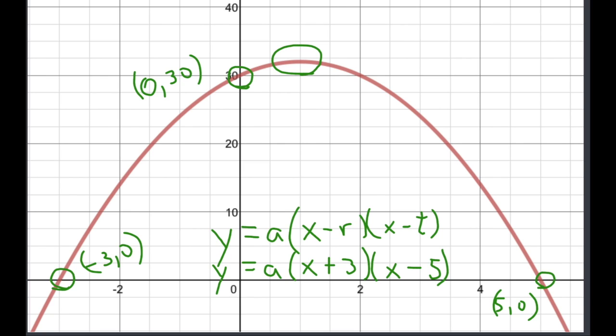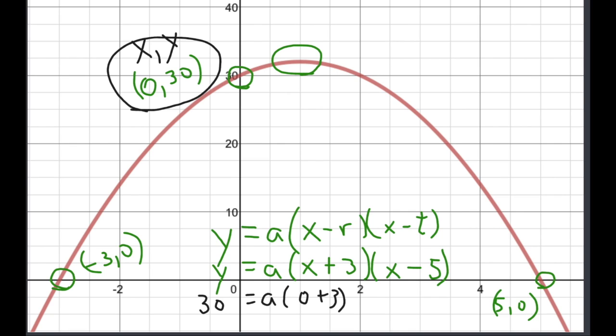I'm still missing a. So what I'm going to need is another point up here, and I happen to have one. The x is 0, y is 30. So I'm going to bring that down here and put 30 here, 0 here, 0 here. So this gives me -15a equals 30. So a equals -2. So that tells me the graph opens down. I can observe that it does.